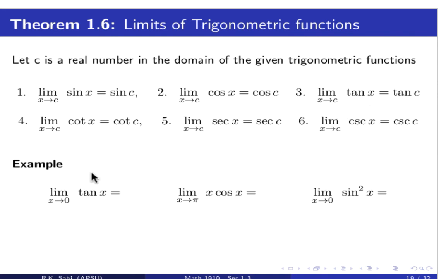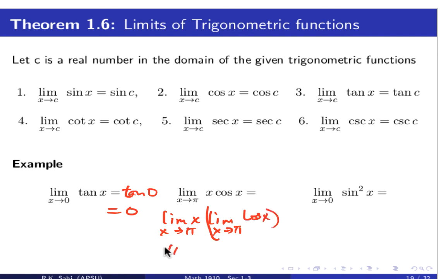So let's do examples. The limit of tangent x as x approaches 0, you simply say tan 0. The answer we all know is 0. The limit as x approaches pi of x times cosine x. Remember, it's a product of two functions. So this is the limit of x as x approaches pi times the limit as x approaches pi of cosine x. So what you get is pi times cosine pi. Now we all know cosine pi is minus 1, so this is minus pi.